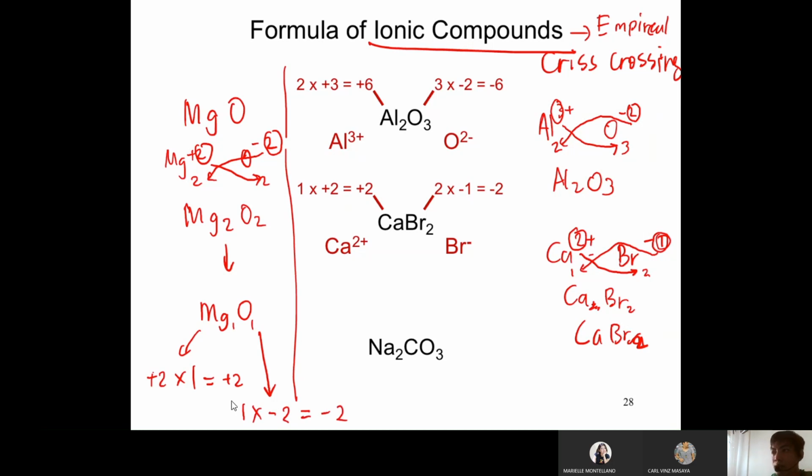Okay, so yun. As you can see, even if we reduce the formula to its empirical formula, since both divisible sila by 2, so pwede siyang maging MgO na lang. Yung charges, ganun pa rin naman, equal pa rin naman sila, no? So this is acceptable, no? So tama yung formula natin for magnesium oxide, no?